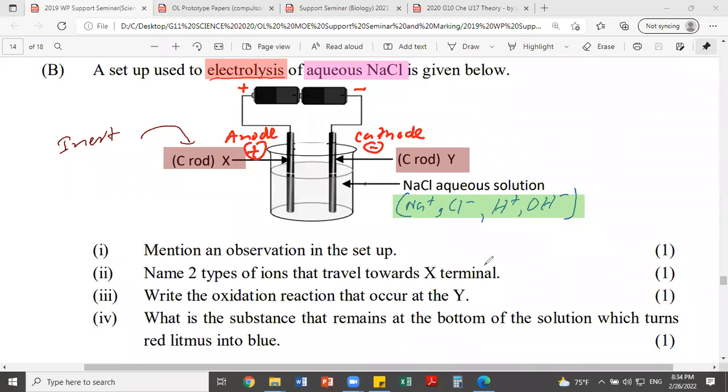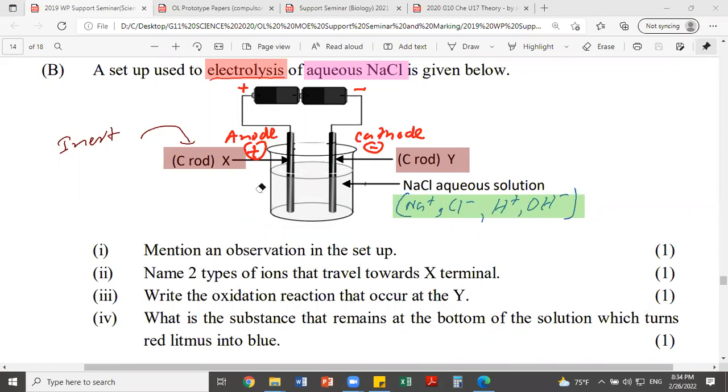Anions are attracted to the anode. What are the anions? Anions are negative ions: Cl minus and OH minus. What ions get attracted to the anode? Cl minus and OH minus.